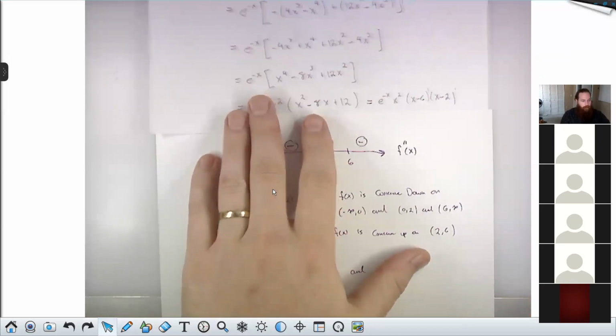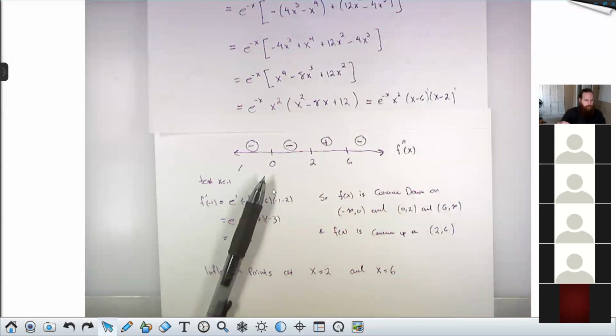So that's everything. We found local mins, local maxes, intervals of increase, intervals of decrease, intervals where we're concave down, intervals where we're concave up, and inflection points.